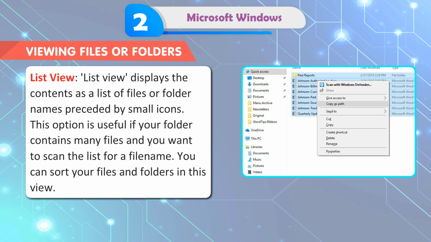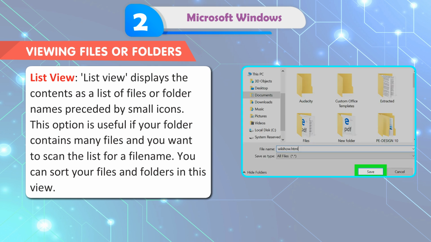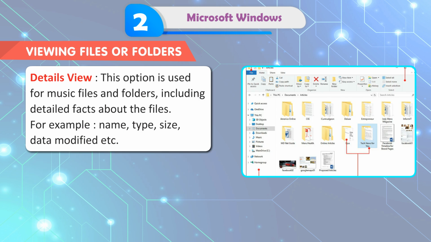List view displays the contents as a list of files or folder names preceded by small icons. This option is useful if your folder contains many files and you want to scan the list for a file name. You can sort your files and folders in this view. Details view. This option is used for music files and folders, including detailed facts about the files, for example, name, type, size, date modified, etc.